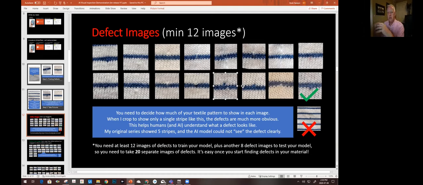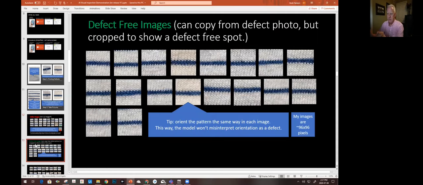So for your version of this, whatever product you're taking a picture of, whether it's fruit, textiles, or whatever you have for your imagination, when you take your picture and zoom in, my advice is make sure that the defect is obvious in the defect images. Okay, so this is the idea. You have to create a library of a whole bunch of pictures that show defects. Then you also need a whole bunch of pictures without any defects.